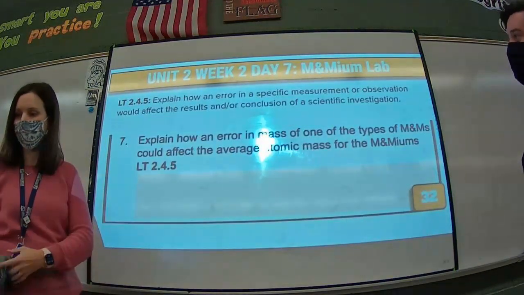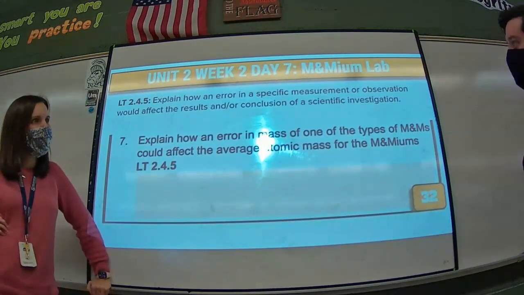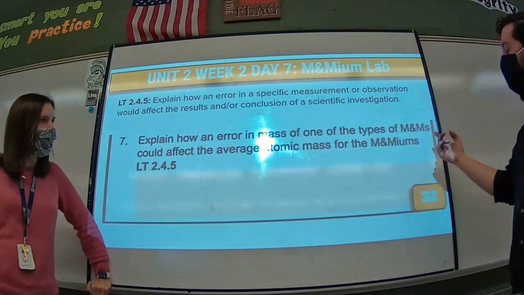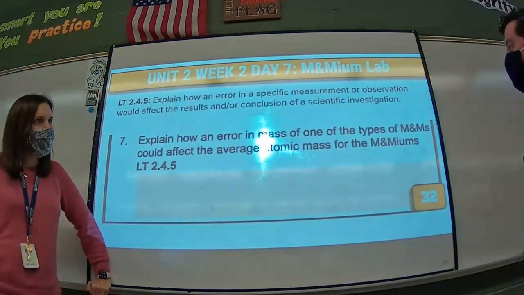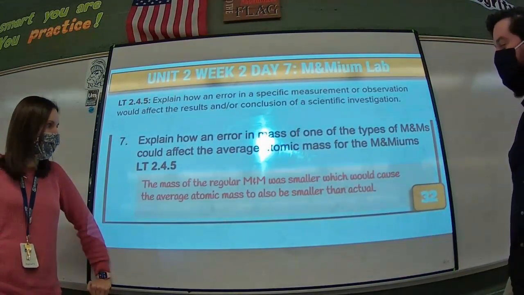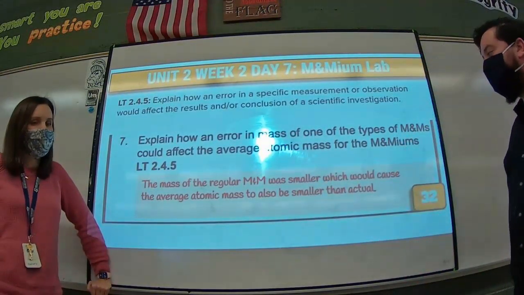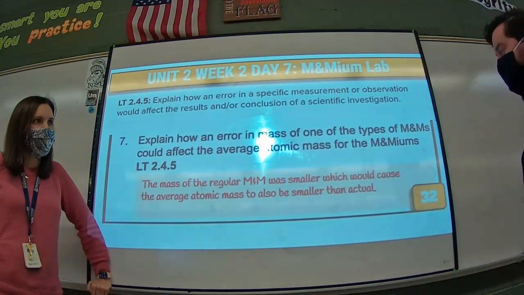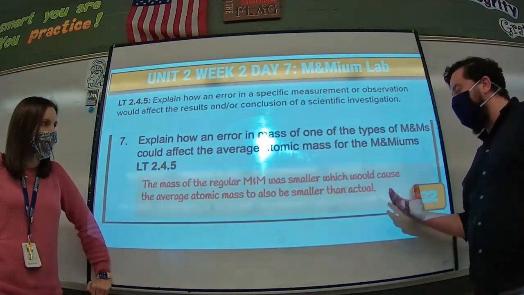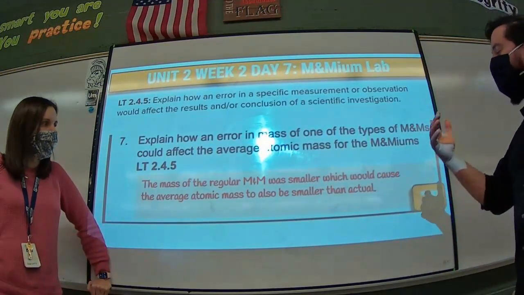All right. Learning target 245, a 4.0 level. Explain how this error in a specific measurement affects the results. So let's talk about how the error in the mass of one of these types of M&Ms affected the average atomic mass for all of the M&Ms. Well, since the mass of the regular plain M&M was smaller, it would cause the average atomic mass to be smaller than actual. Right? Meaning the average atomic mass was closer to the mass of the plain M&Ms than it should have been.